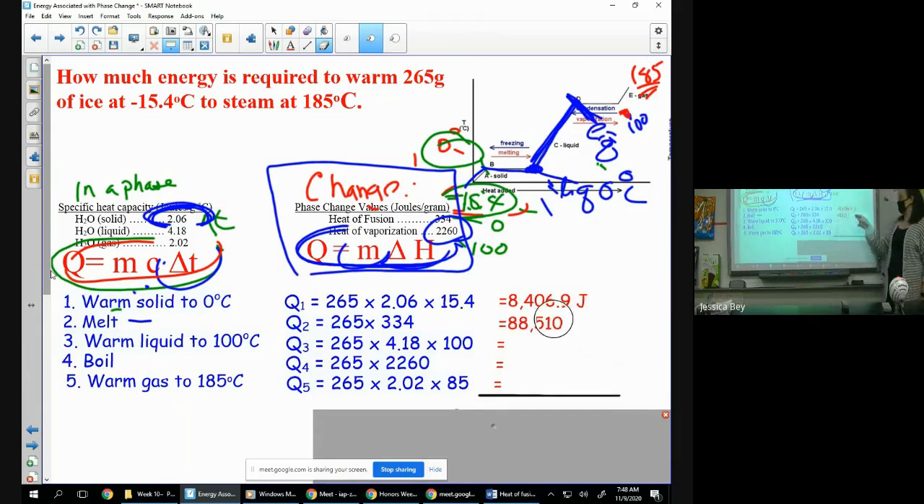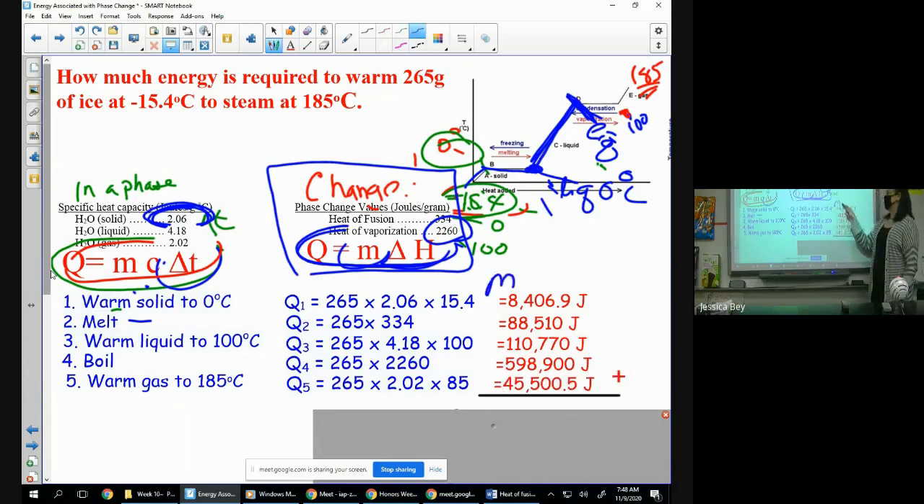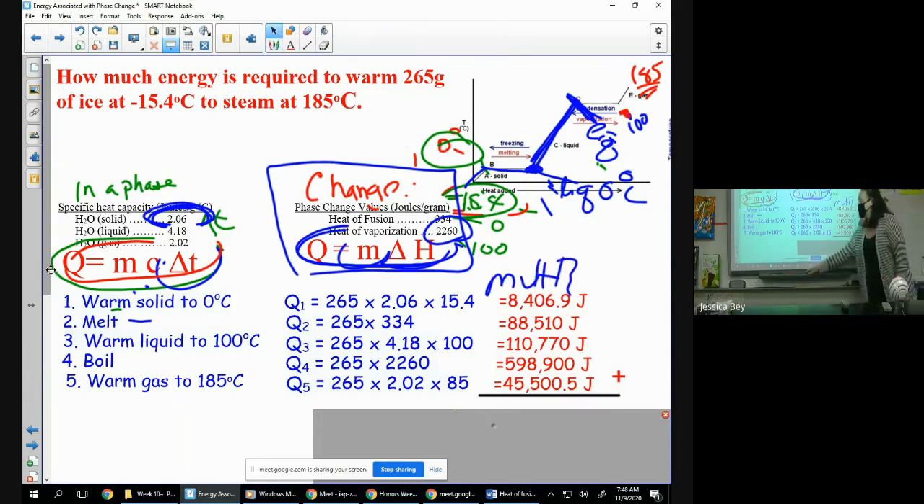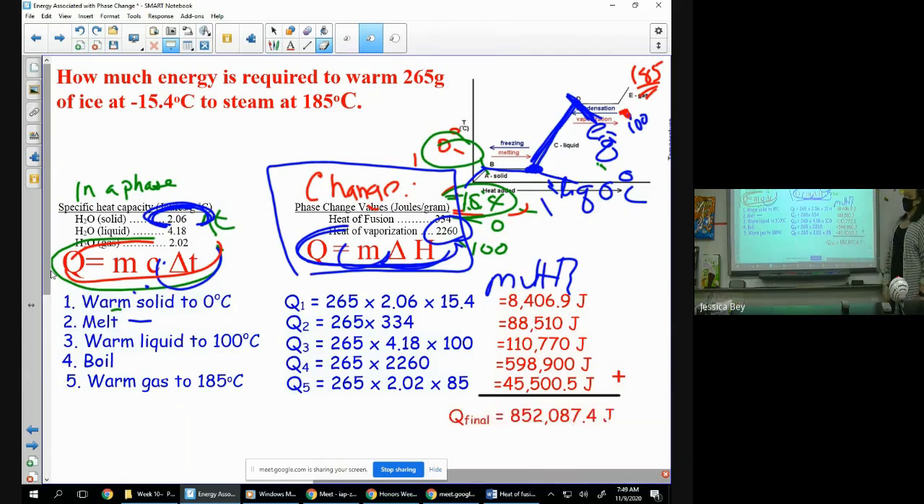Then all you're going to do is multiply 265, 2.02, 85. And 265 times 334. Multiply it across. If you don't want to write all these numbers down, I get it. Just write to yourself, mult across. I can't spell multiply. Mult across. And then if these were tolls, and you had to pay $8,000 to do that, $88,000 to do that, $110,000 to do that, you would add it all up to get a final Q value. These numbers are going to be really big.